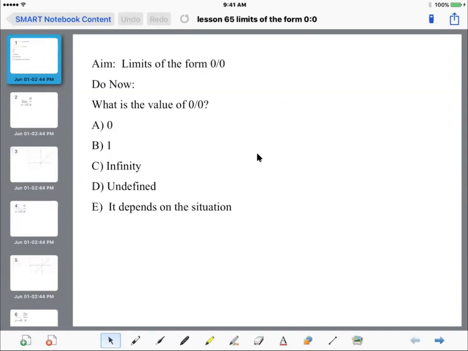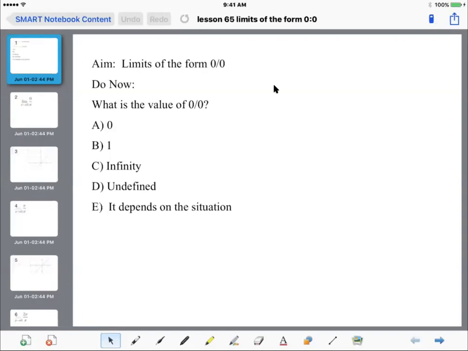I am getting better at this. Okay, so there's the poll. Okay, 3 more people to vote. Okay, so almost everyone voted.